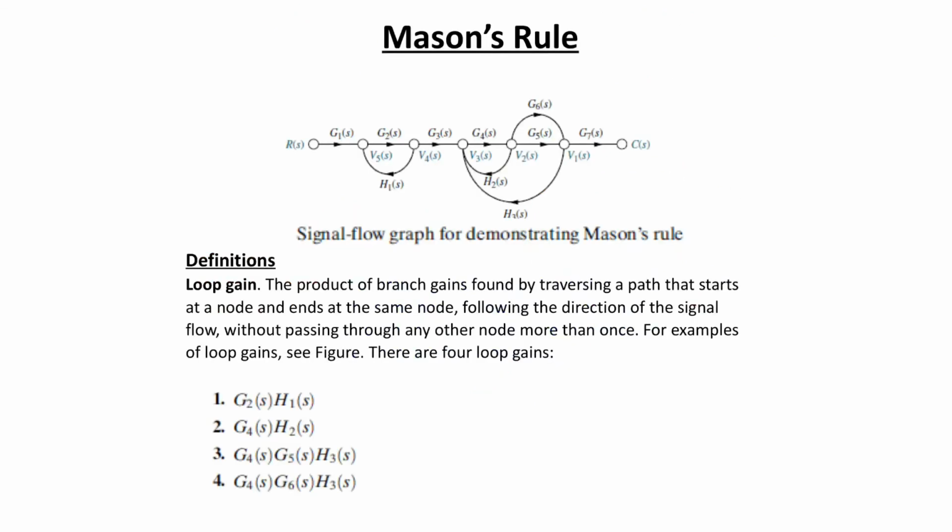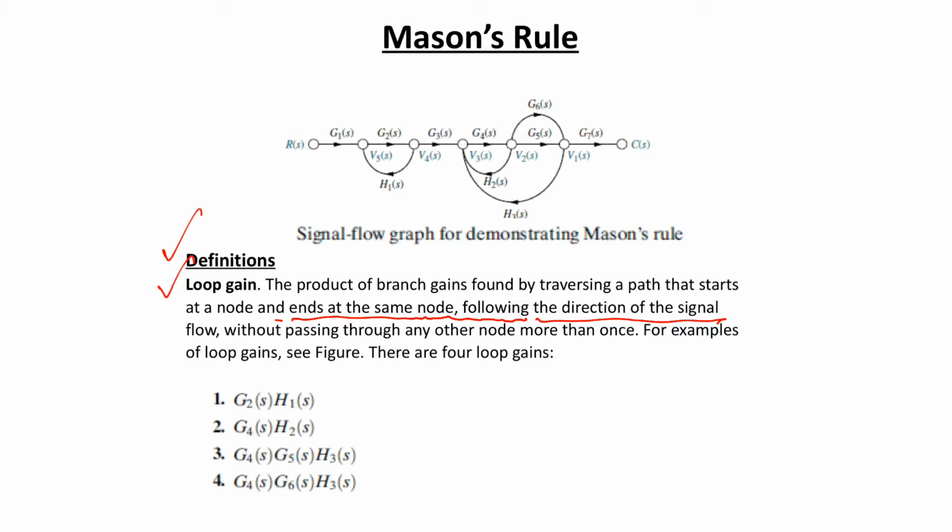The first definition is the loop gain. So what is the loop gain? Loop gain is the product of branch gains found by traversing a path that starts at a node and ends at the same node, following the direction of the signal flow without passing through any other node more than once.